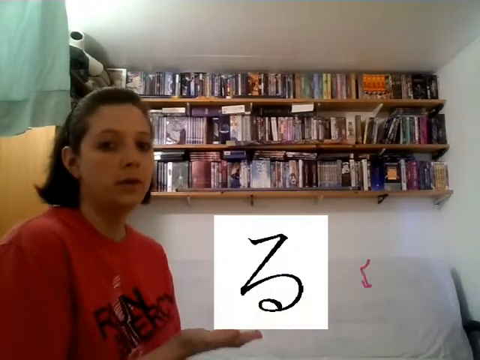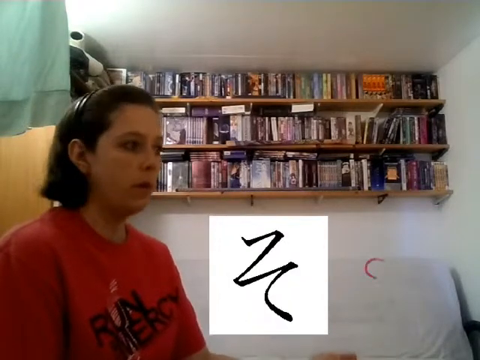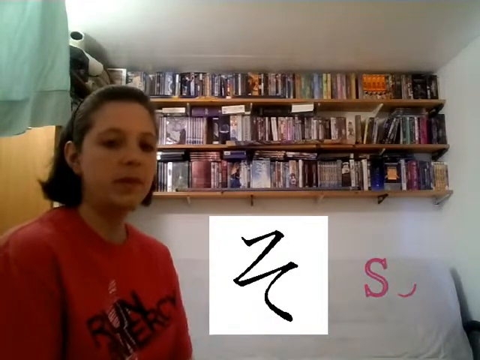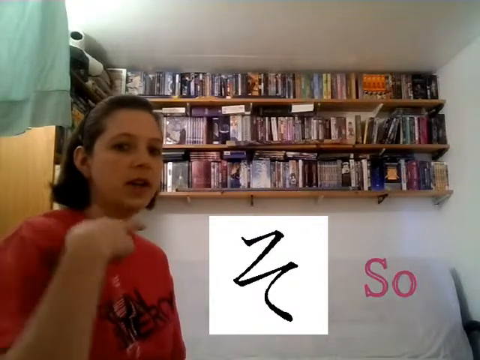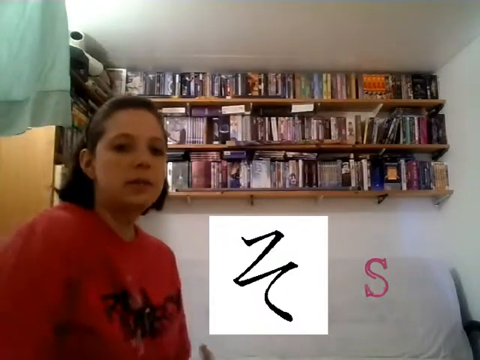This is the character for ru. This is the character for so. As you can see, this one's only got two lines of the Z, this one has all three, and both of the tails are going opposite directions. So that's the difference in those characters. Hopefully that will keep you from getting them mixed up and help you remember.